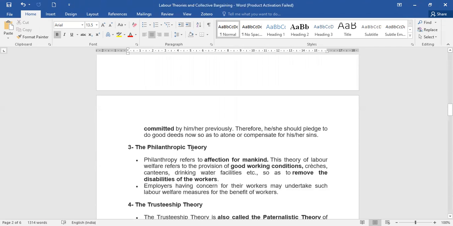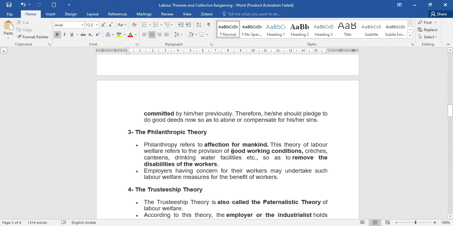Then we have the philanthropic theory. Philanthropic theory is basically about love of mankind, or affection, which is help, or something done for someone without any selfish deed. There is no thought of, if I give this, then I'll get that. There is no selfish motto. Such people are called philanthropists, and the theory is called the philanthropic theory. So it talks about affection for mankind.